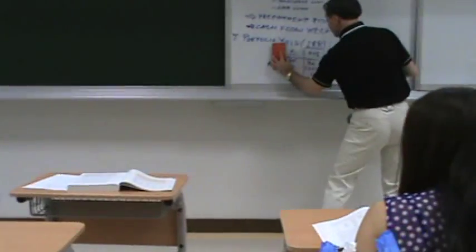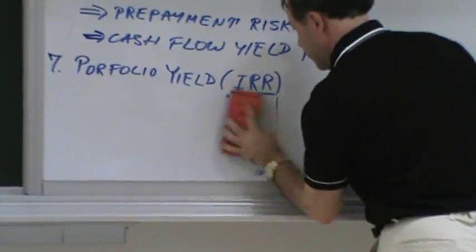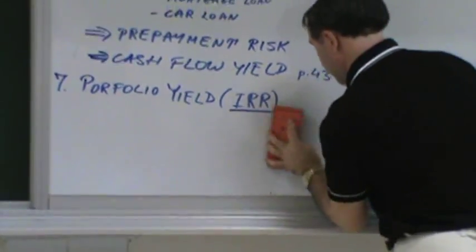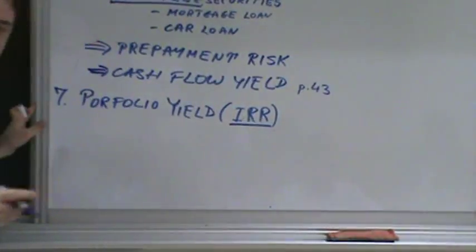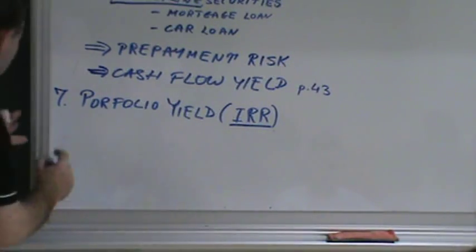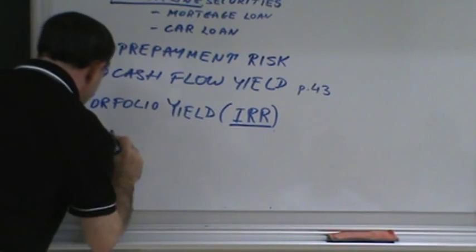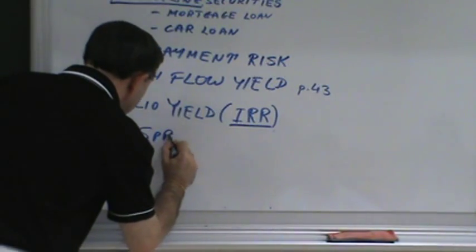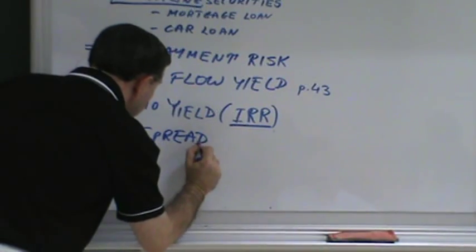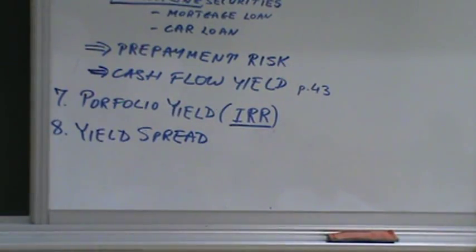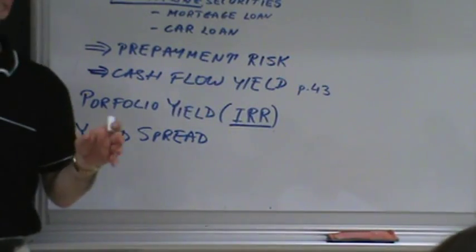Now we're moving on to yield spread measures. So I'm going to delete this case here and write measure number 8, page 44. Yield spreads. And you have a whole bunch of spreads.